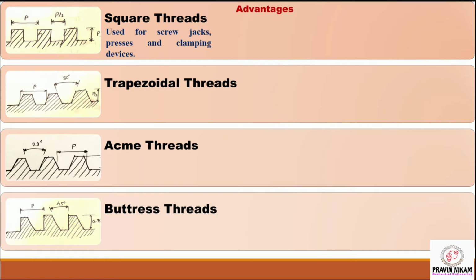Now advantages of these threads. First, it has more efficiency. If you use these types of threads in screw jacks, presses or clamping devices, you get more efficiency than trapezoidal, acme and buttress threads. Then the second advantage is no radial pressure or side thrust on the nut due to screw.